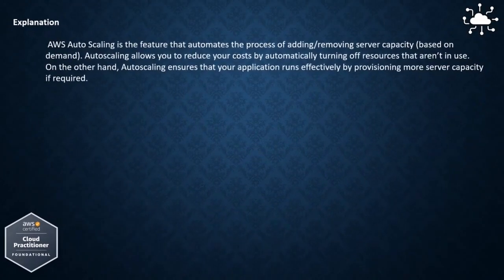Explanation. AWS Autoscaling is the feature that automates the process of adding/removing server capacity, based on demand. Autoscaling allows you to reduce your costs by automatically turning off resources that aren't in use. On the other hand, autoscaling ensures that your application runs effectively by provisioning more server capacity if required.